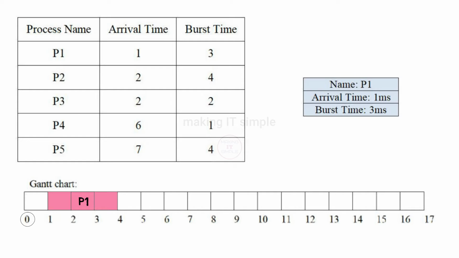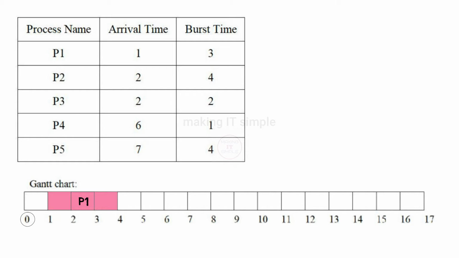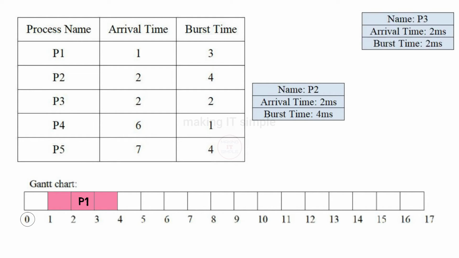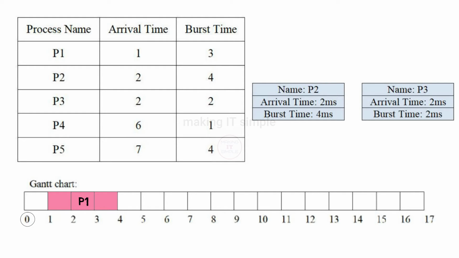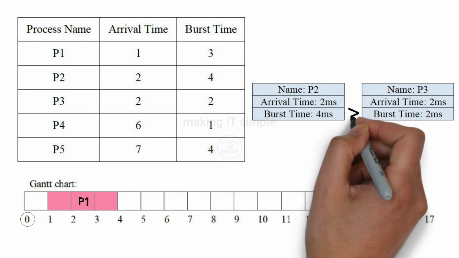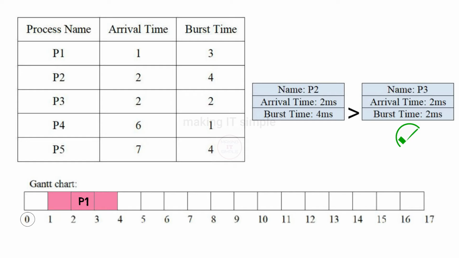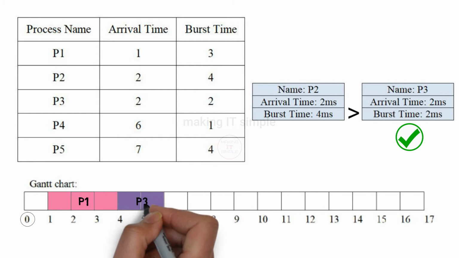Now it is 4 ms. Which processes have arrived until now? P2 and P3 both have arrived at 2 ms. Now we have more than one process. Now which will get executed first? We need to compare their burst time. P3's burst time is less than P2's. So P3 will get scheduled before P2. P3 has burst time of 2 ms. So it will get executed from 4 ms to 6 ms.